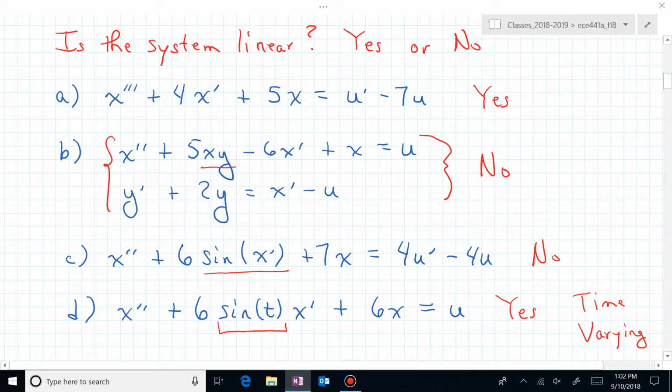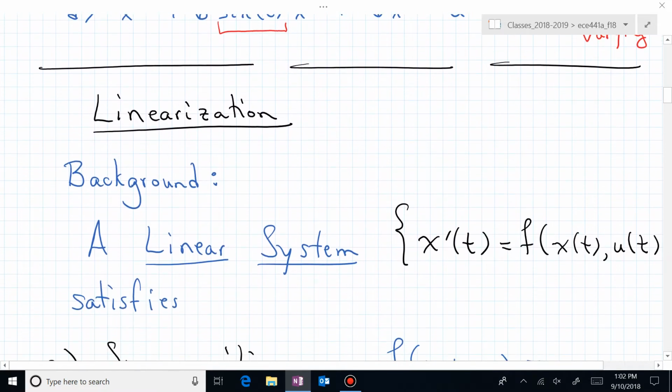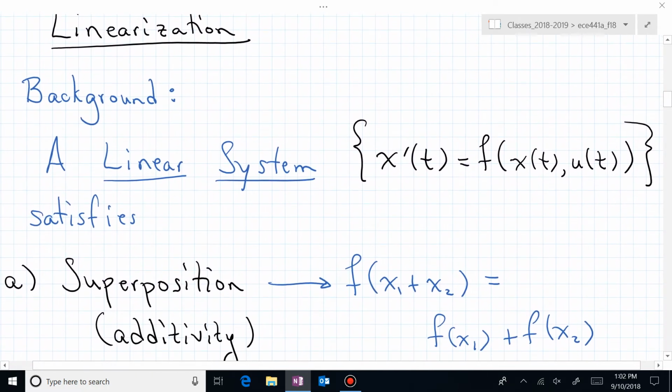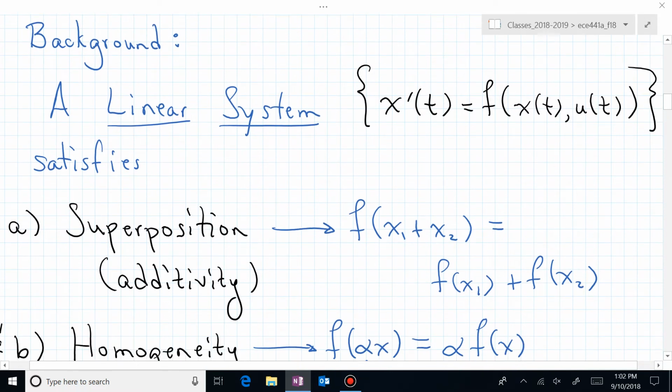Most of our systems in this class will actually be linear time invariant so that we can perform the analysis that we want, and that's where we are going to go now in this particular video, trying to understand this linear system, and if it's not linear, what do we do with it? So now let's get into this topic of linearization, and the background before we really start talking about linearization is, let's go ahead and define a linear system.